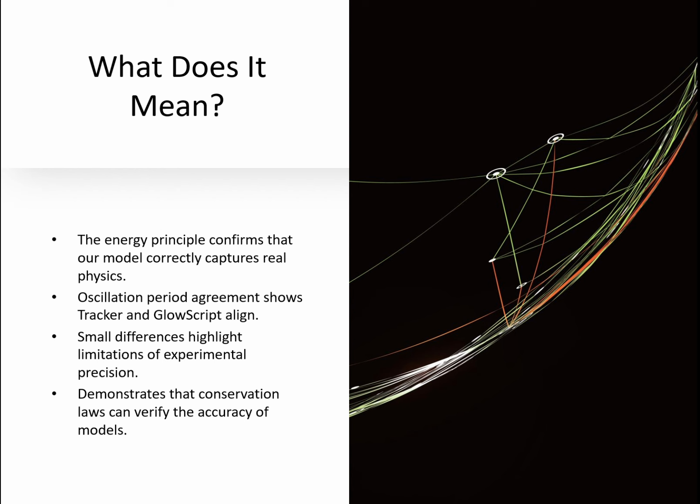What does it mean? Some differences between the experimental and simulated results likely come from several sources of error. These include minor inaccuracies in calibration, difficulty tracking the center of mass, and neglecting air resistance or damping in the model. The energy principle confirmed that our model correctly captures real physics. Our oscillation period agreement shows that Tracker and GlowScript align. Small differences highlight limitations of experimental precision, and they also demonstrate that conservation laws can verify the accuracy of models.